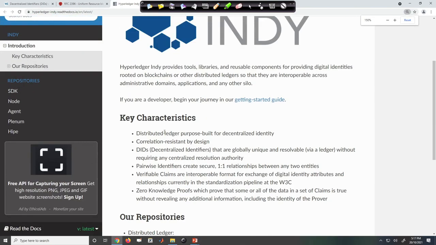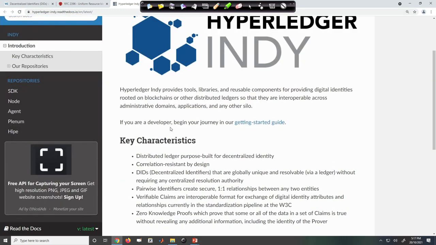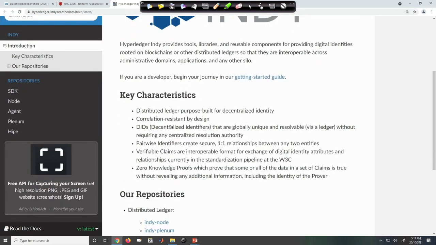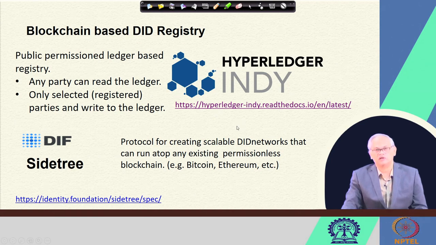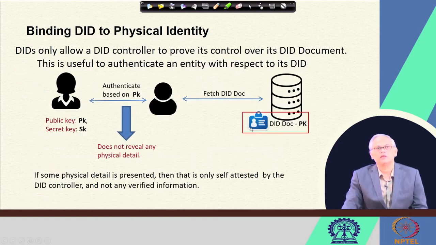You see that it talks, in the very first page, in the first set of key characteristics, that it is a distributed ledger for decentralized identity. That is the purpose of it, and you can actually execute small projects on this Hyperledger Indy. That will give you a lot of insight into how to make use of Hyperledger Indy, and it is important for us to understand this implementation of decentralized deed registries using Hyperledger Indy.